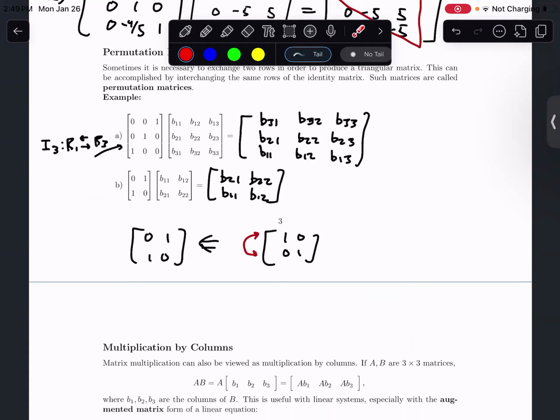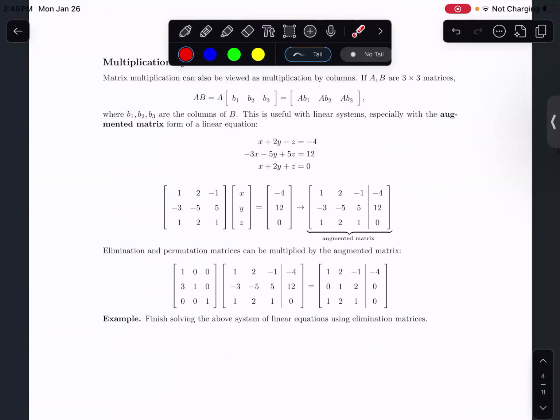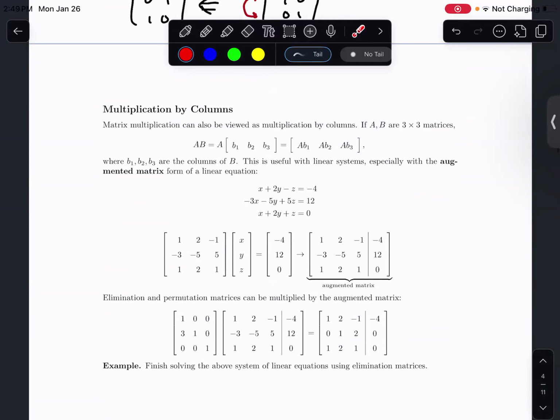So in class on Wednesday, we'll pick up with the final example in section 2.3, which is focusing on multiplication by columns, and then eventually looking at augmented matrices and actually solving a system of linear equations via matrix multiplication.